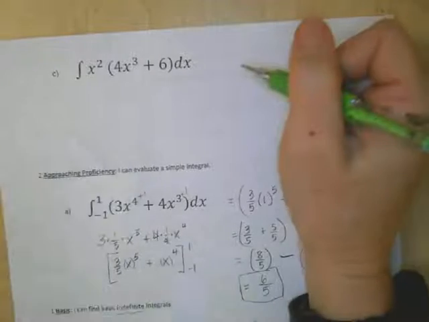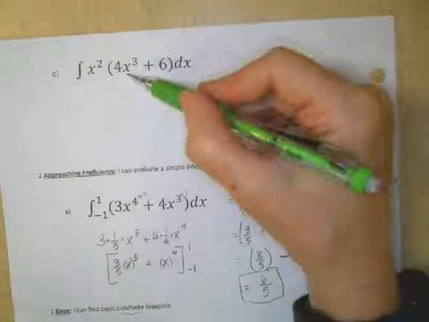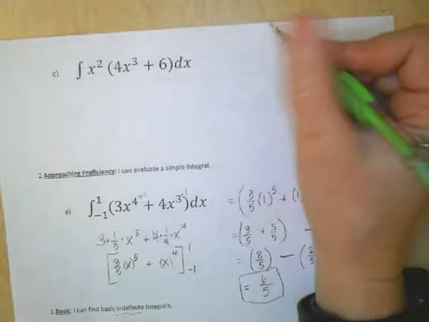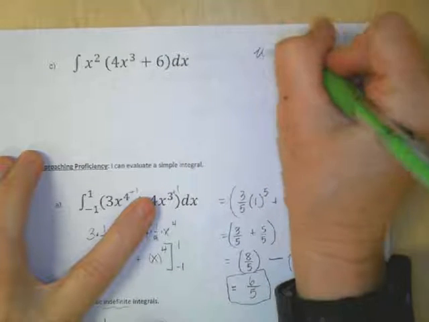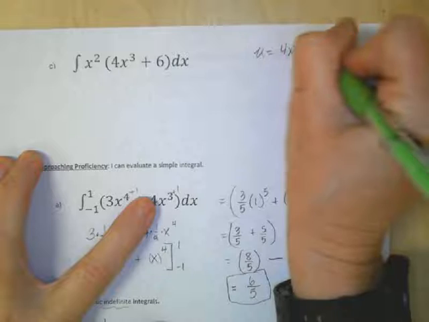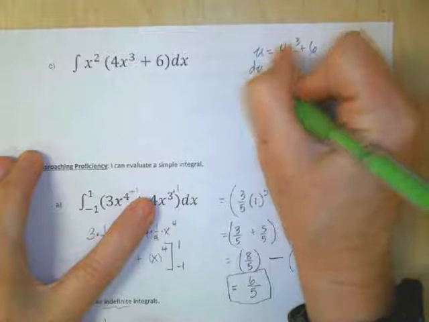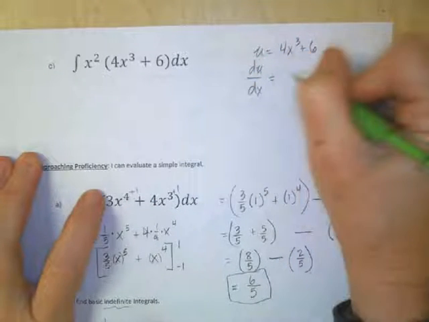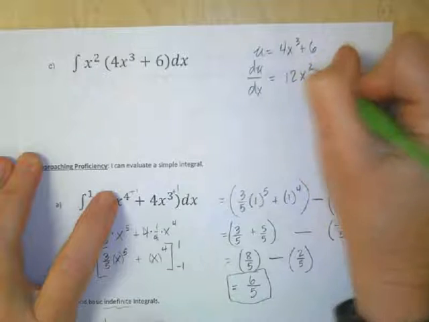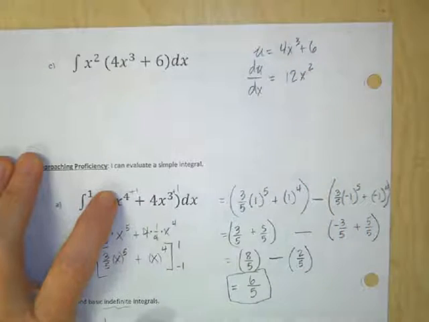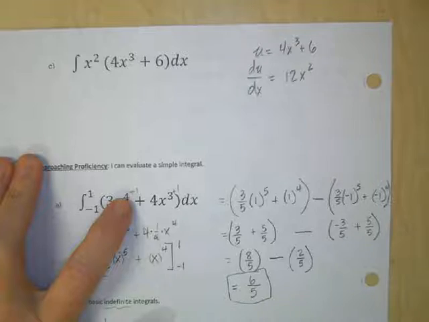Okay, there's one more of these substitution ones, on the back. Looking at this, again, I look for my higher exponent. That's right here. So it looks like my u is going to be 4x cubed plus 6. So my du/dx is equal to 12x squared. And the 6, well, that just goes away. The derivative of 6 is just 0.